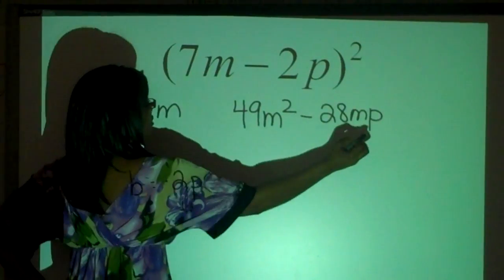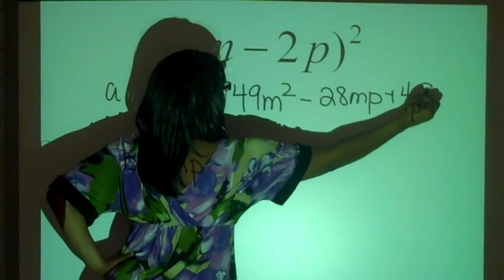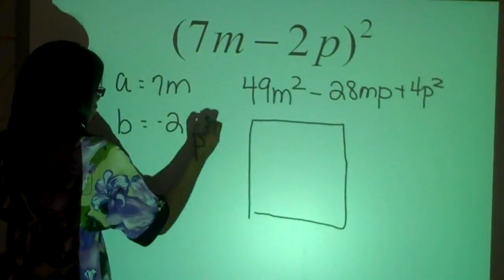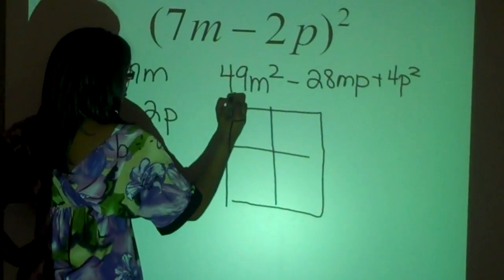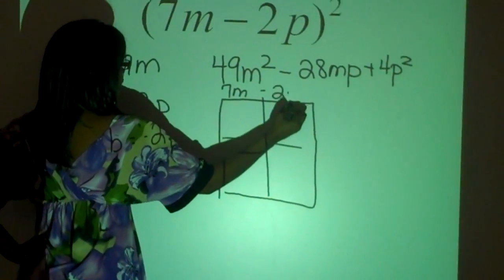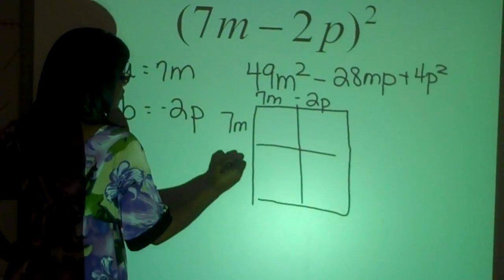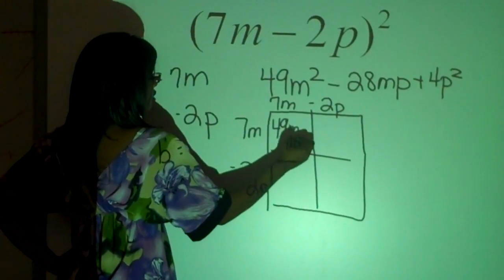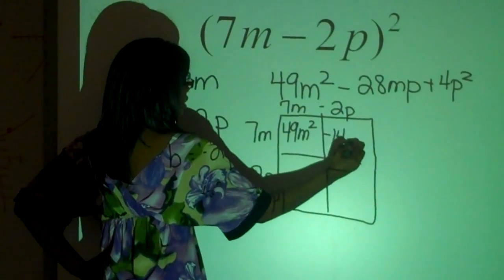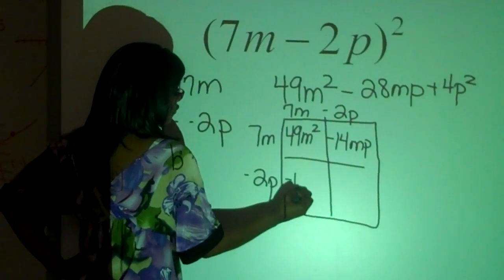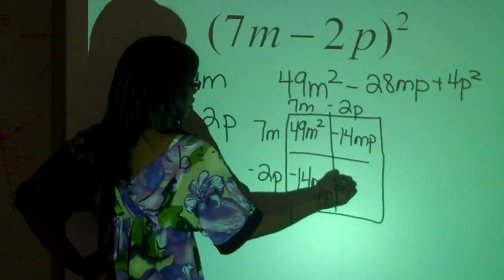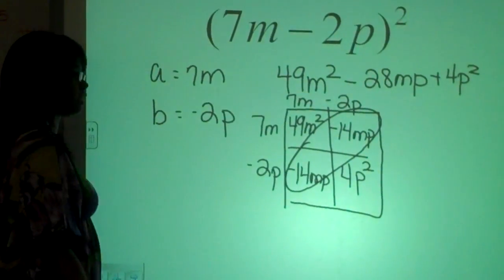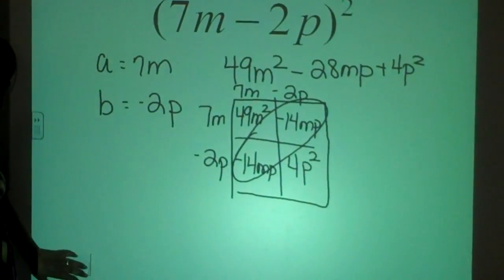And then square the -2p, which will be plus 4p squared. You can check your work by doing the box method. You put 7m minus 2p on both sides. 7m times 7m is 49m squared. -14mp. -14mp. +4p squared. Combine your like terms, you'll get that same answer.